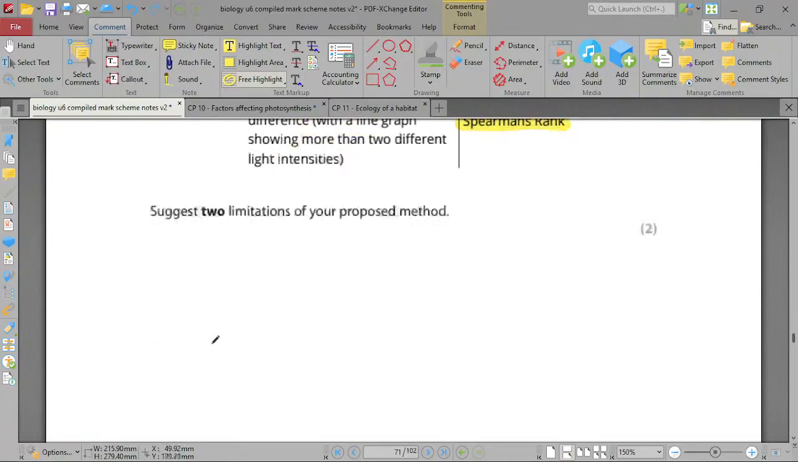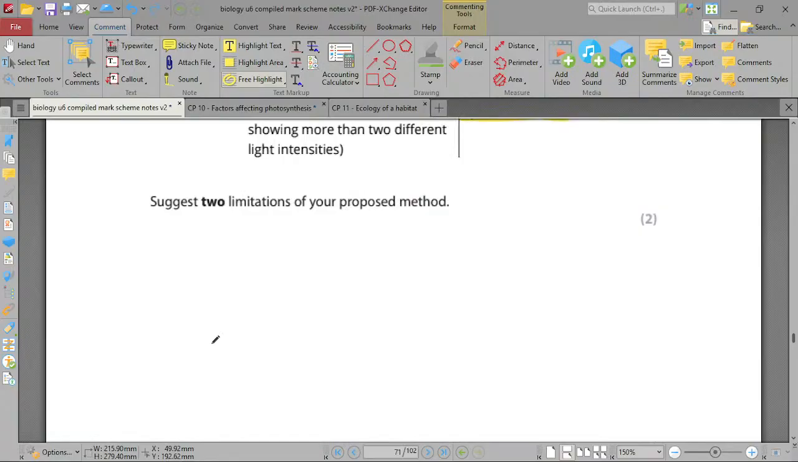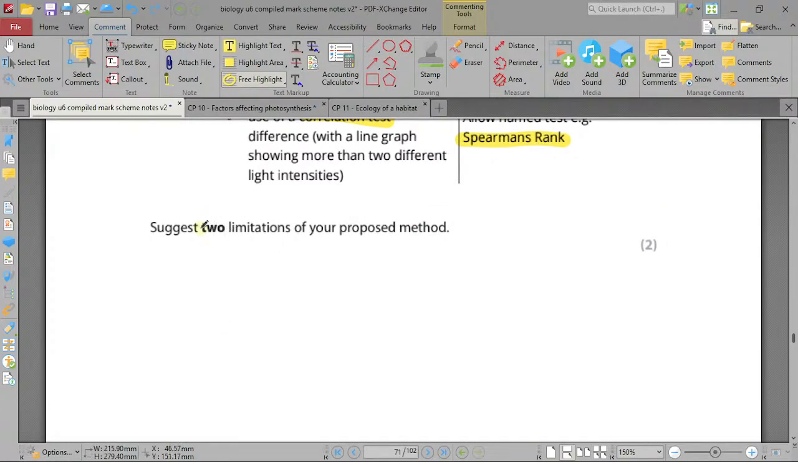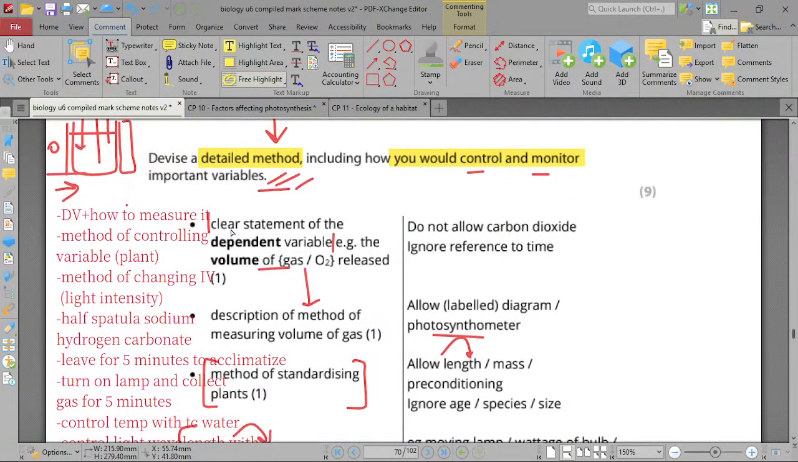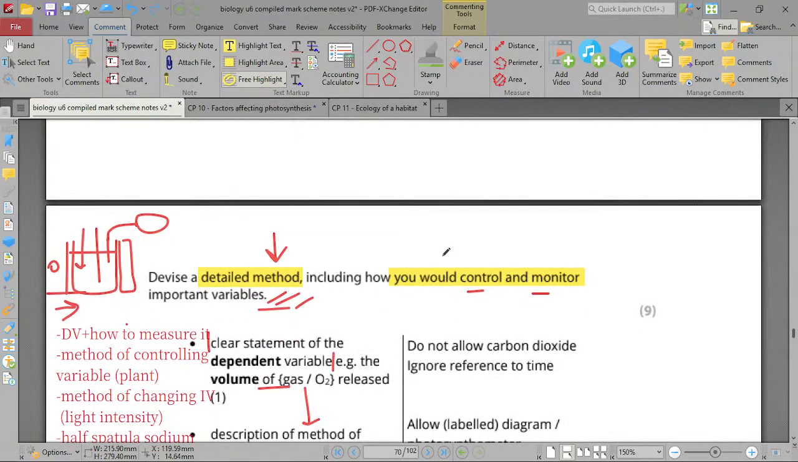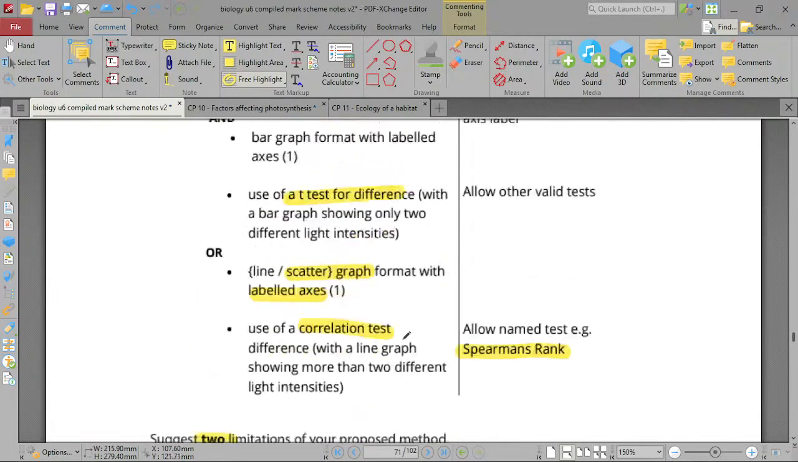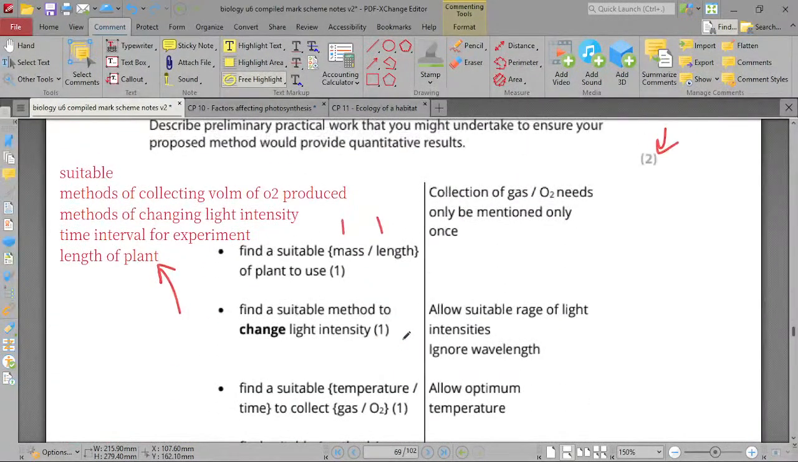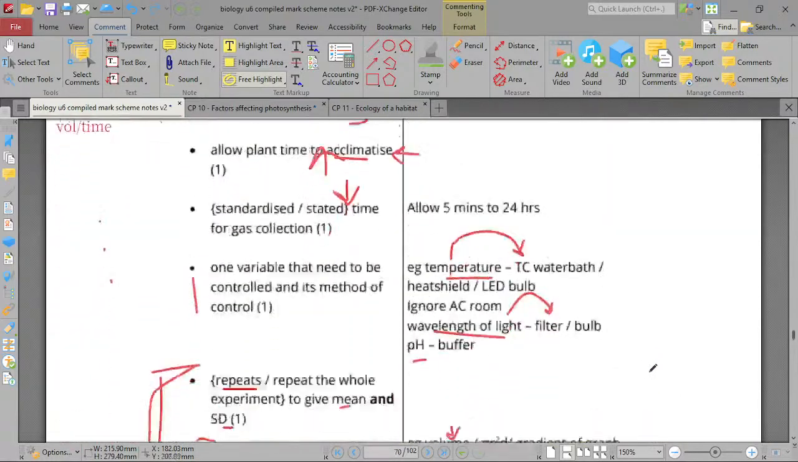Now we're supposed to suggest 2 limitations of your method. So let's see if we can already guess them. This is not performed in the natural habitat, so the results might not be completely accurate as we're not growing the plant in its natural habitat, as well as the fact that the plant does not represent all aquatic plants, right? So that's also another thing.